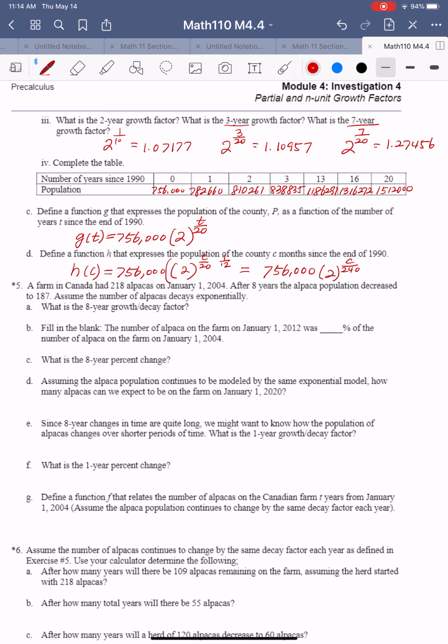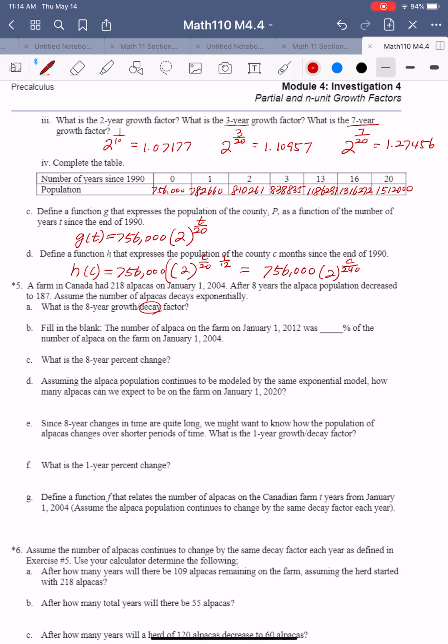And then number 5, a farm in Canada, which is this problem will come back later. So I want you to actually understand. Okay, so a farm in Canada has 218 alpacas on January 1st, 2004. After 8 years, the alpaca population decreases to 187. And assume the number of the alpacas decays exponentially. What is the 8-year growth or decay factor? So this time it is a decay factor.